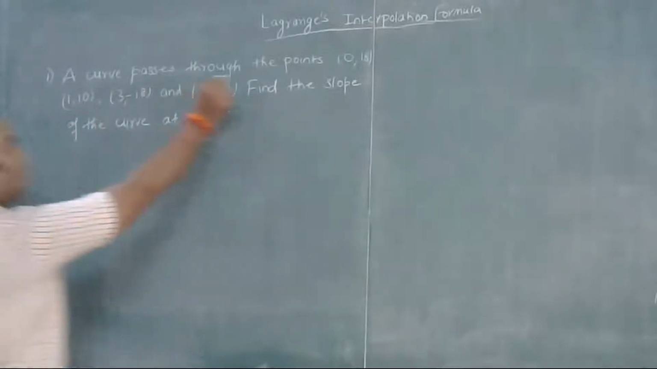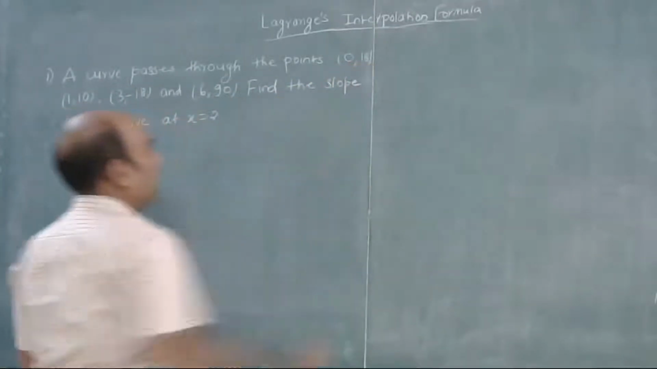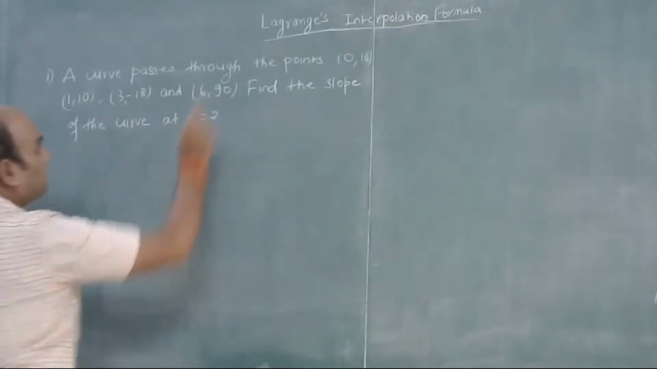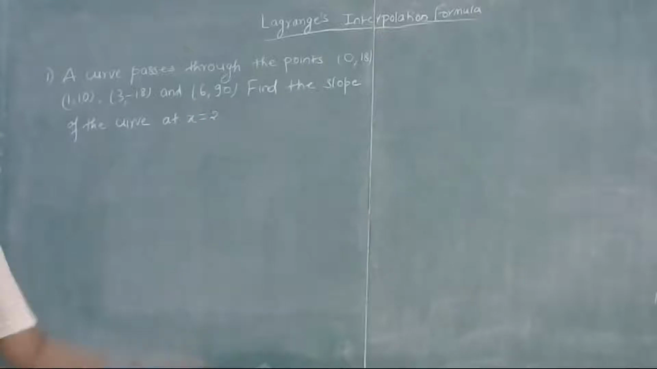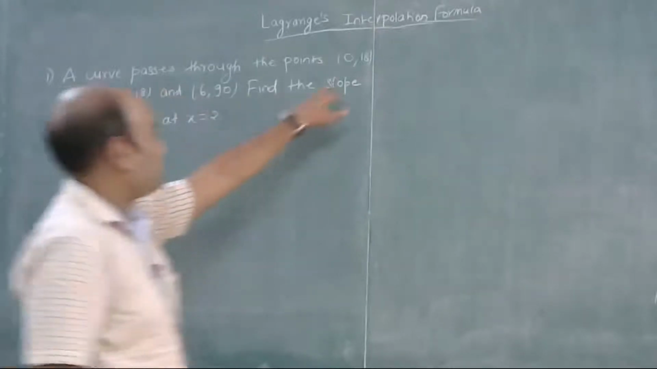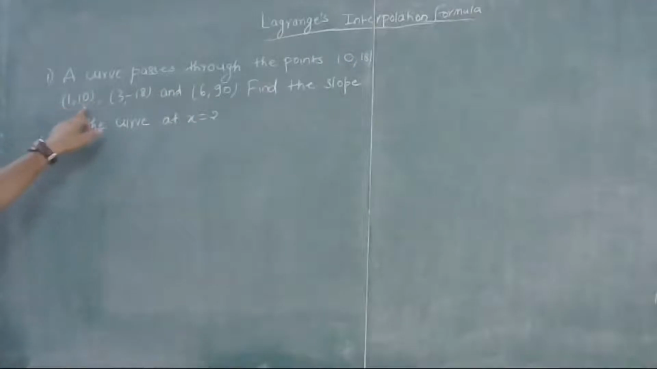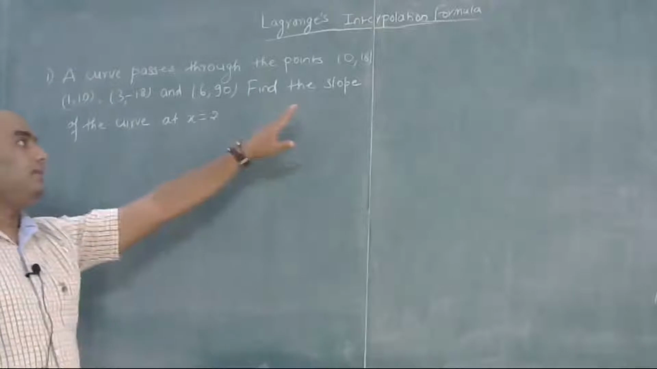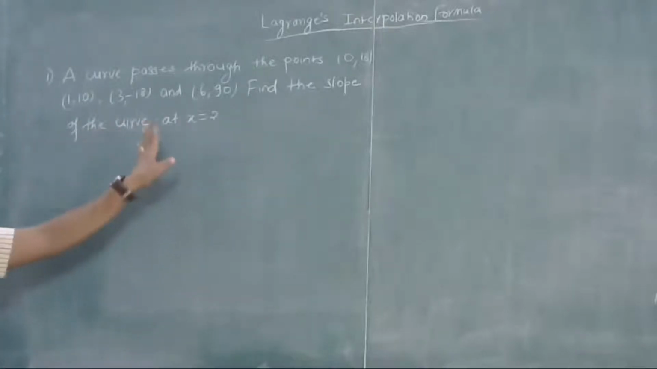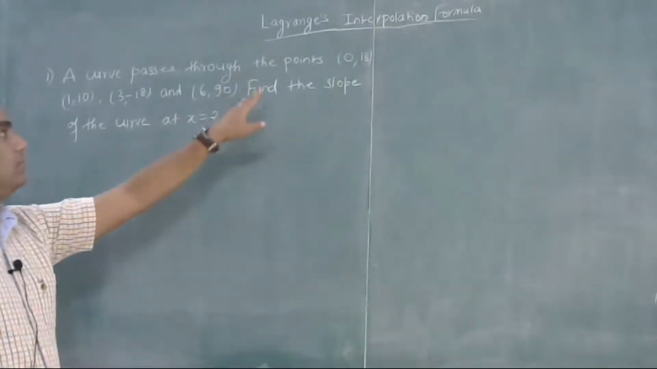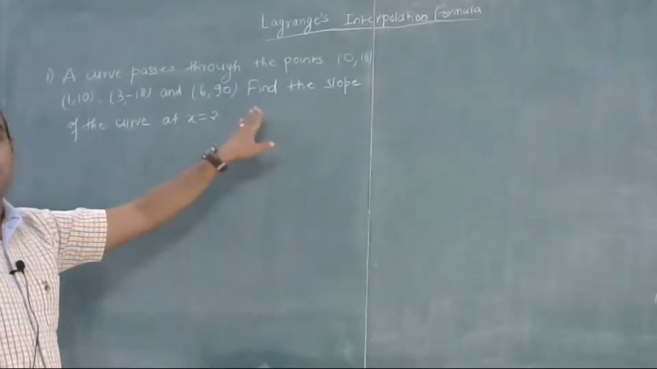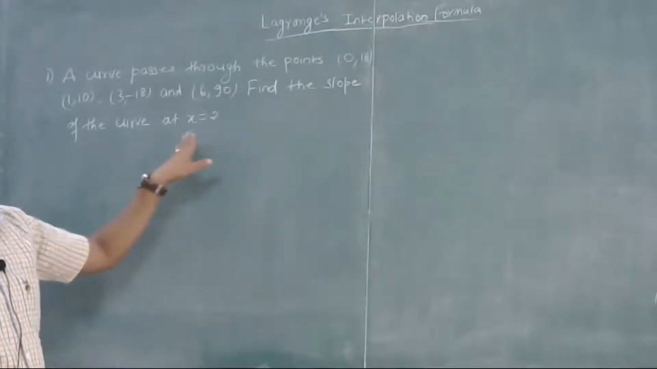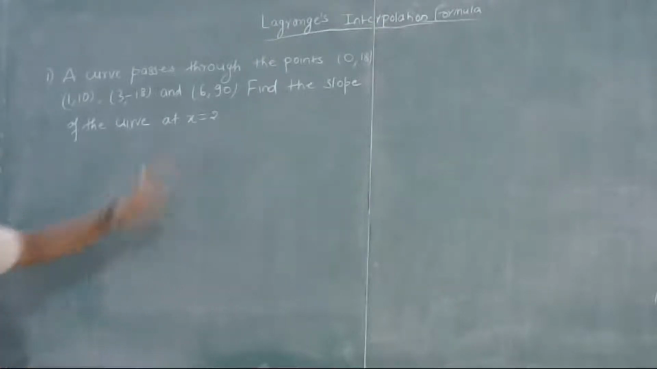A curve passes through the points (0, 18), (1, 10), (3, -18) and (6, 90). A curve is passing through these 4 points, and you have to find the slope of the curve by using this method, at x equal to 2.